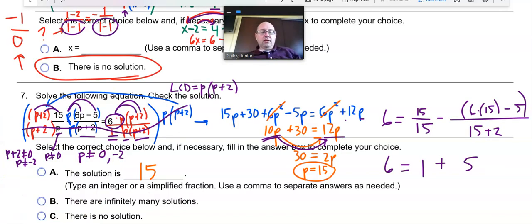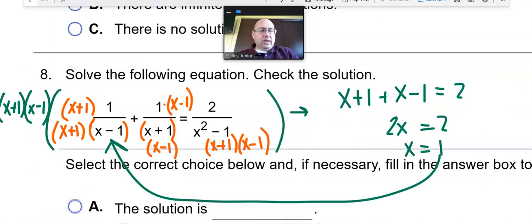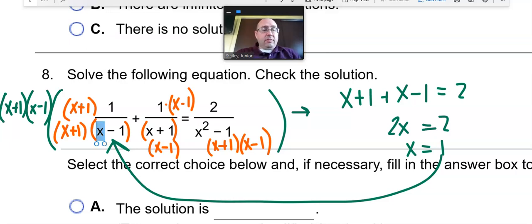Well, hey, look at that. Plugged in 15, ended up getting this and this being 1 plus 5. It does add up to 6. It works. Nice. Okay, so this problem, you could see in the first fraction, it had an x minus 1 in a denominator. Whoops.